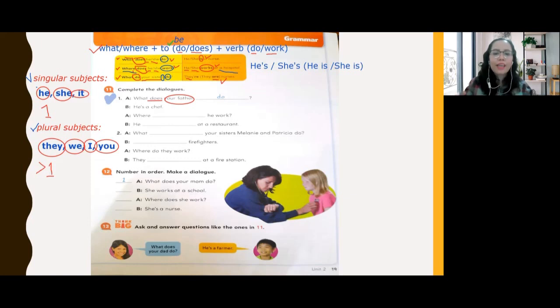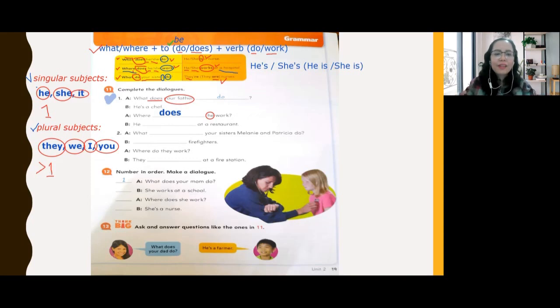Where blank he worked. We see here that the subject is he, ya, singular subject. Which verb or to be that we are going to use, do or does? Yes, it should be does.